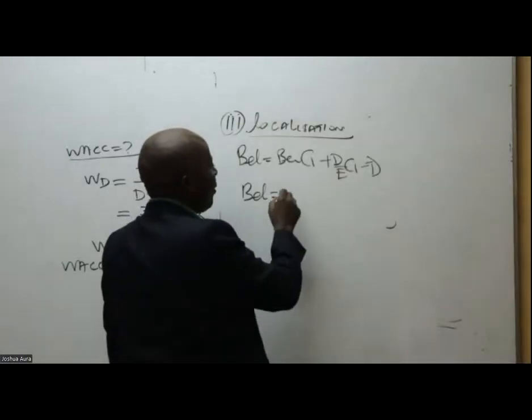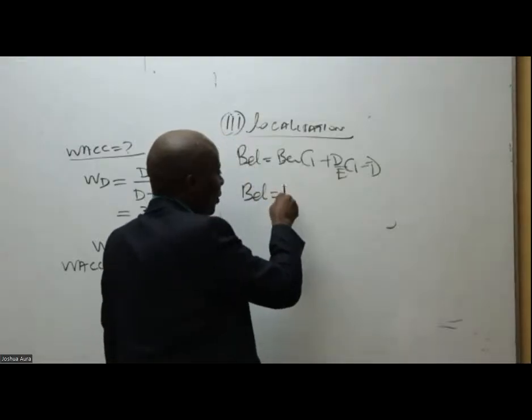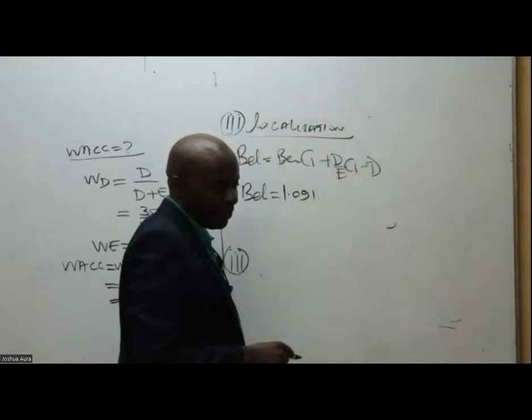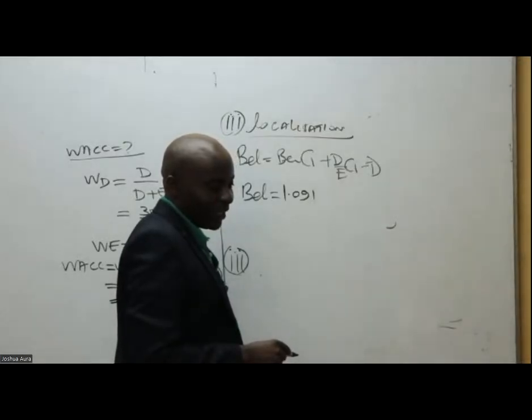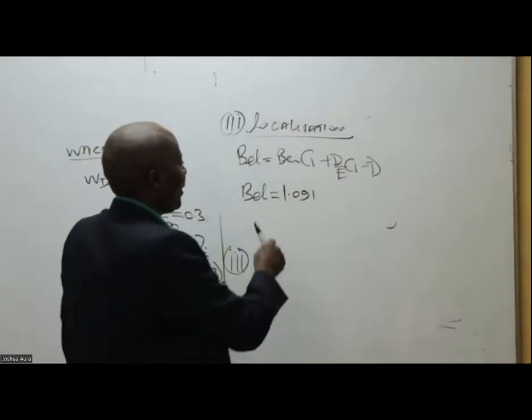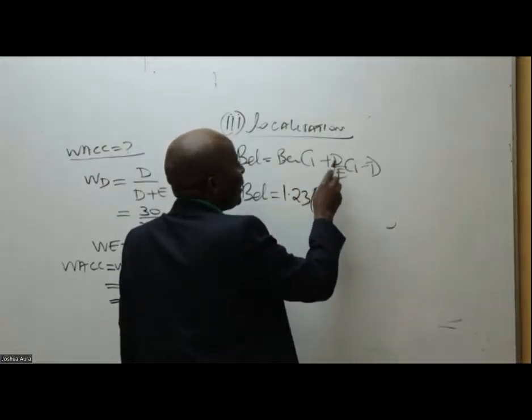So what is our BIL, very fast? 1.091. What is our BIL? Somebody? The one that we got up there was 1.23 times 1 plus debt over equity.